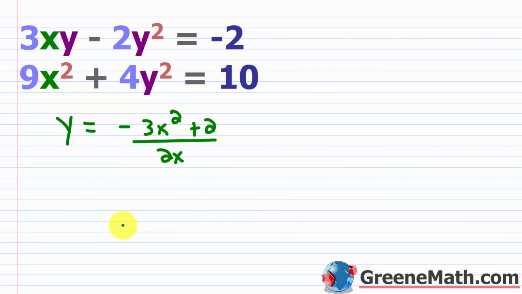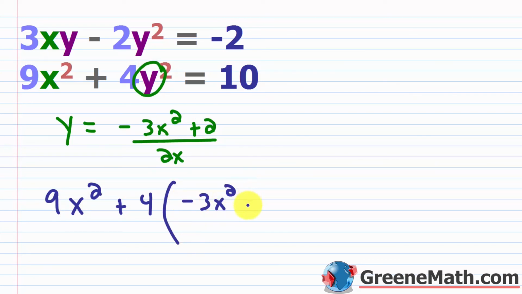Now, where do we go from here? Well, what I want to do is plug into this equation here. I'm going to plug in for y. So what that's going to give me is 9x squared plus 4 times this guy. I'm going to put parentheses around it, so negative 3x squared plus 2 over 2x, and this guy squared. So be very careful here. And then this is equal to 10. So this is going to require some work.